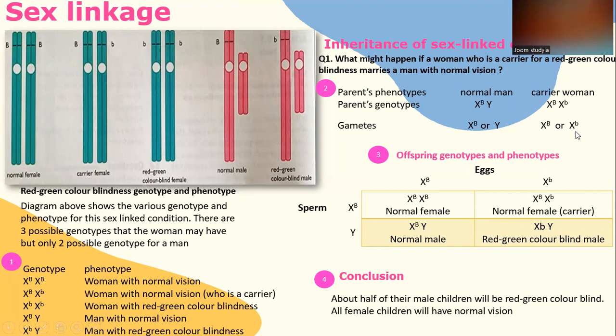And then thirdly, you have to identify the offspring genotypes and phenotypes. The eggs, as you already know, have X^B and X^b, whereas the sperm consist of X^B and Y. From this table, you can conclude that about half of their male children will be red-green color blind, and all female children will have normal vision.